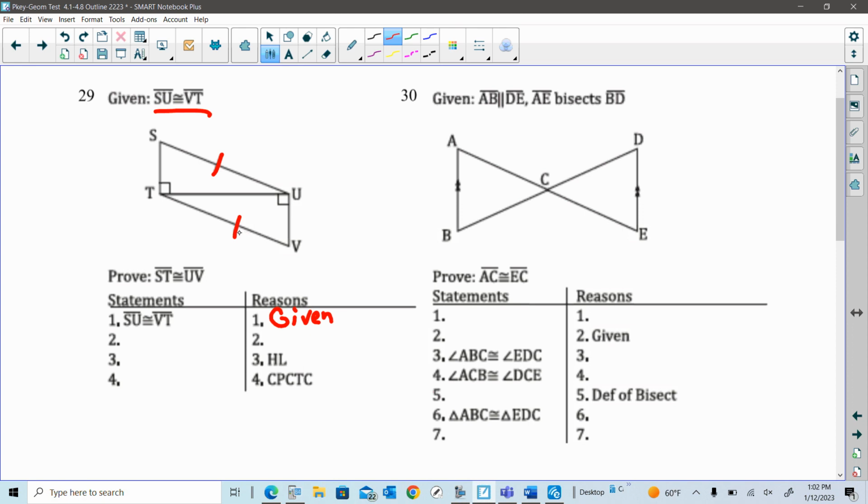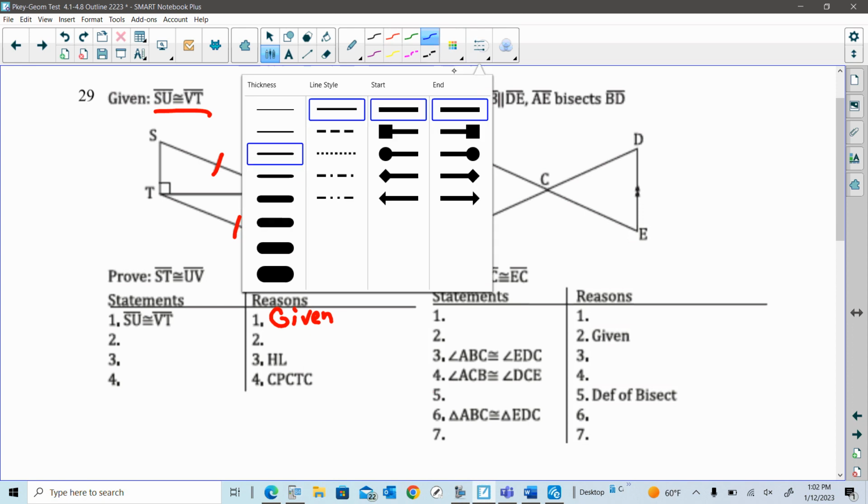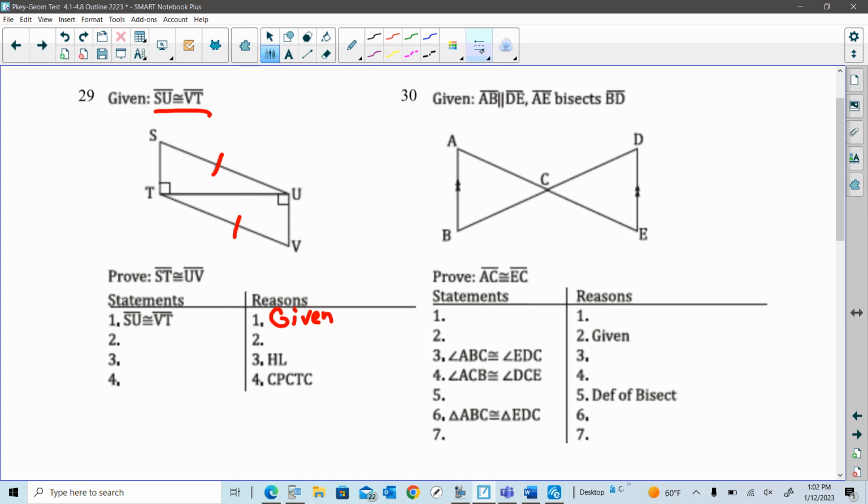All right. There's no other given, so now we need to try known facts. Anything we know on this diagram that we can mark. There's a shared side. TU is a shared side. So how would I write my statement here for a shared side? Yep, TU is congruent to TU. And what reason would I write for shared sides? Reflexive. You can abbreviate.